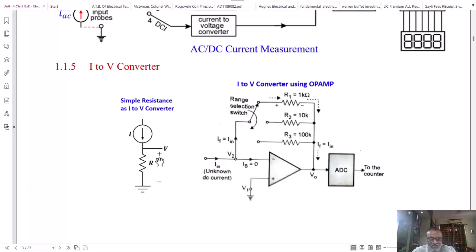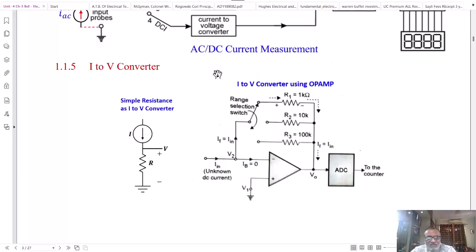If R is 1 ohm, then the output voltage V comes out to be 1 into I, and that is nothing but I. So the output voltage V is directly equal to the magnitude of the input current. Then this voltage will be further given, after a calibrating circuit, to the analog to digital converter, and further it will be displayed on the display unit.